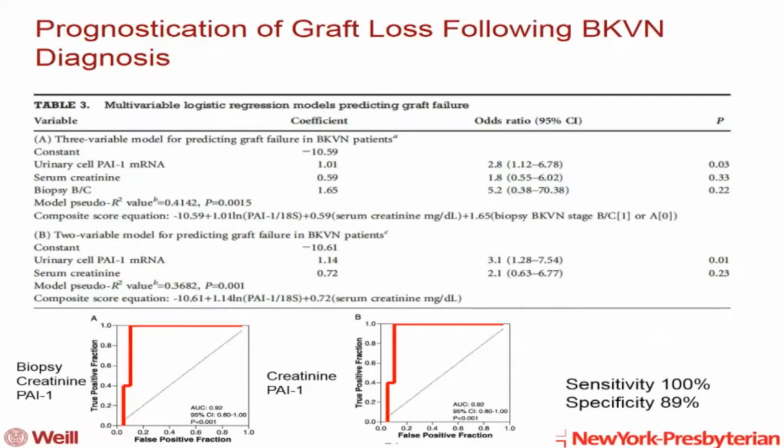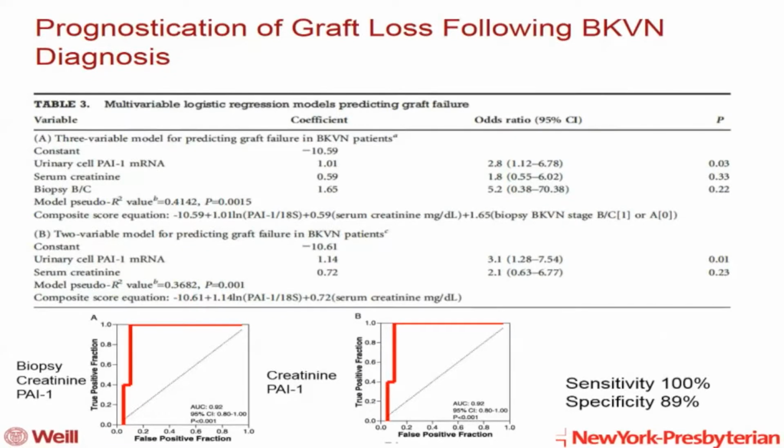Since then, we've actually validated this study in an independent cohort to see if PI1 is still a predictor of graft loss, and we found our data to be consistent with our initial findings.